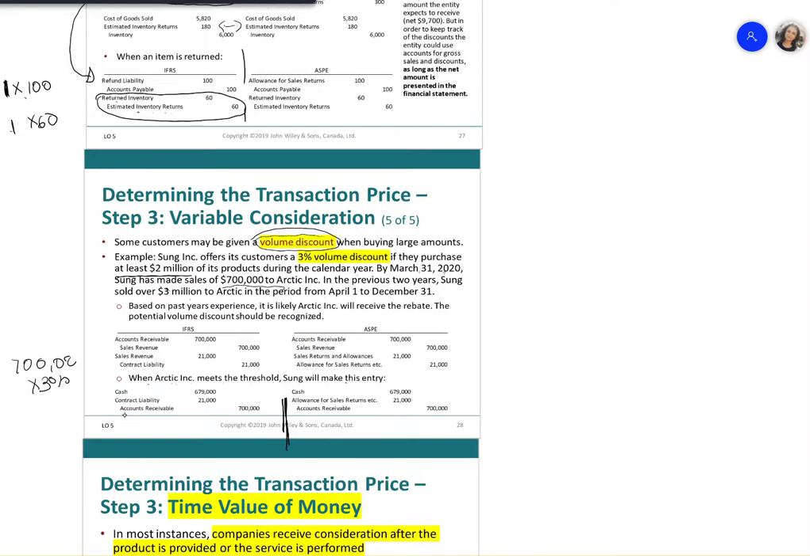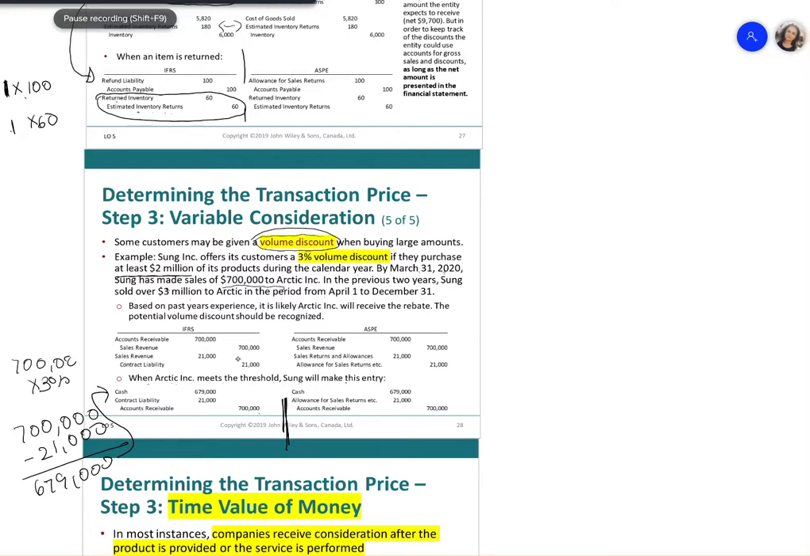When they meet the criteria, they're going to credit the 700,000, debit the cash, and debit the liability. Now they met the criteria, so we're going to receive cash from them. We sold them a product for 700,000, minus the 21,000 discount they're entitled to, so they're going to give us 679,000 worth of cash.